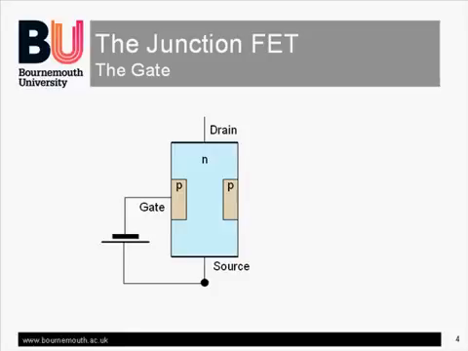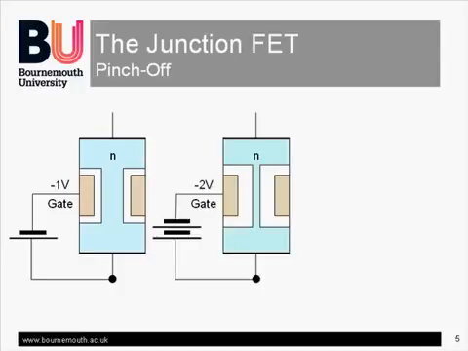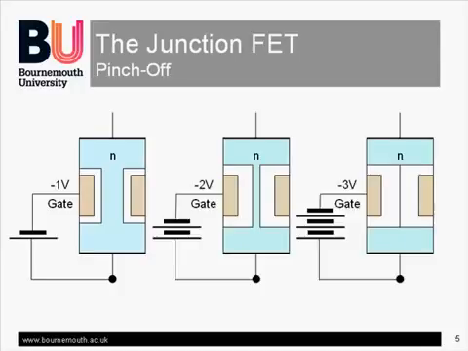The reverse bias junction will form a depletion layer, and that will extend into the channel. The gate is more heavily doped than the channel in order to increase this effect. Increasing the negative voltage on the gate will increase the size of the depletion layer. At some point, the pinch-off voltage, Vp, generally somewhere between -1 and -4 volts, the depletion layer will extend across the whole width of the channel.